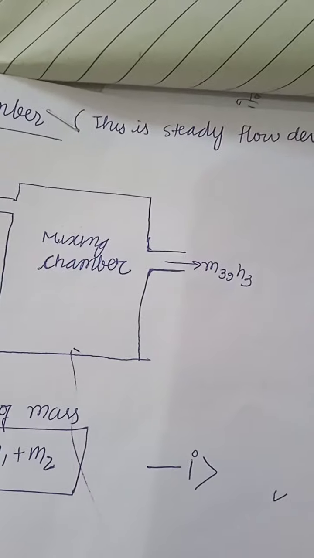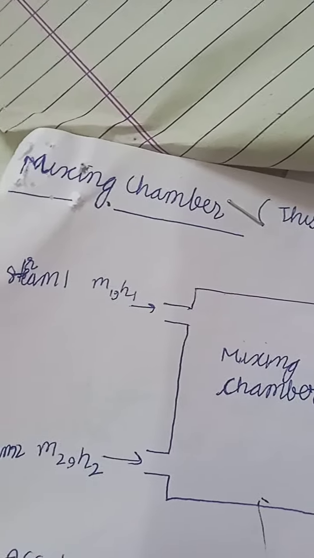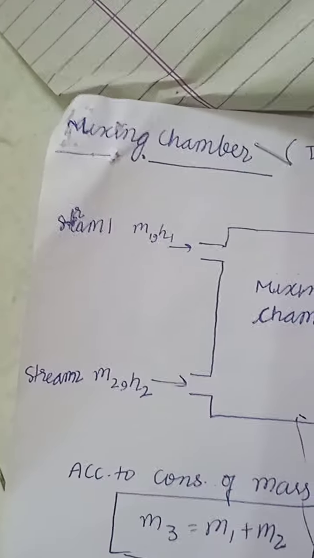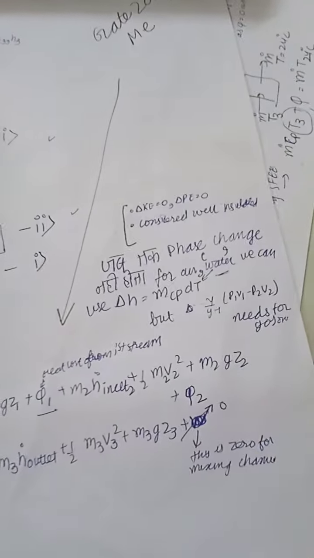You can use H3 is equal to CpT3, H1 is equal to CpT1 and H2 is equal to CpT2. For air, Cp will remain constant. So from here you can find temperature and everything. Just this. So mixing chamber, GATE 2021. Solve that question. You will know everything.